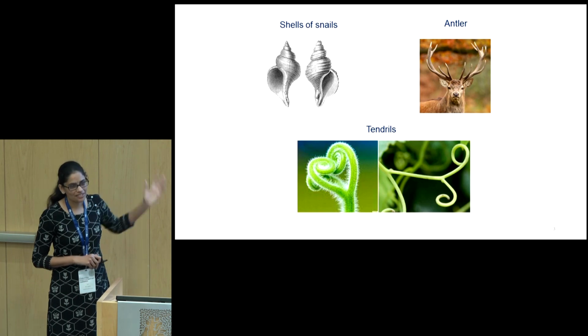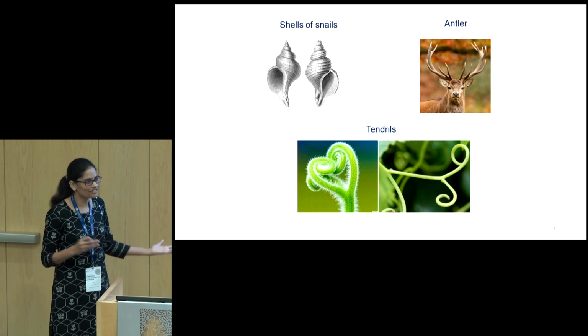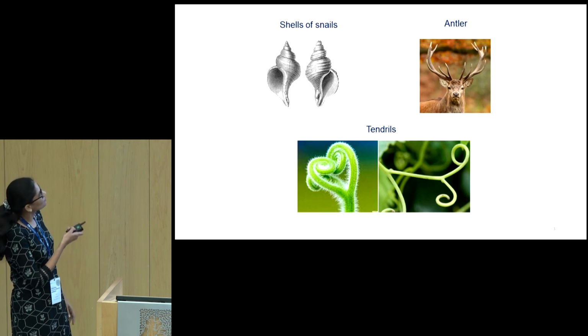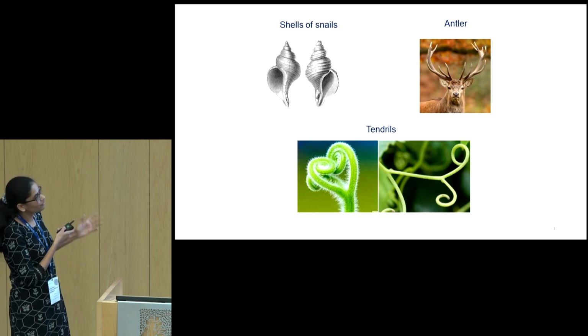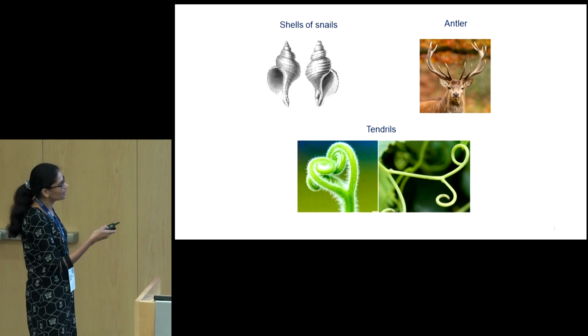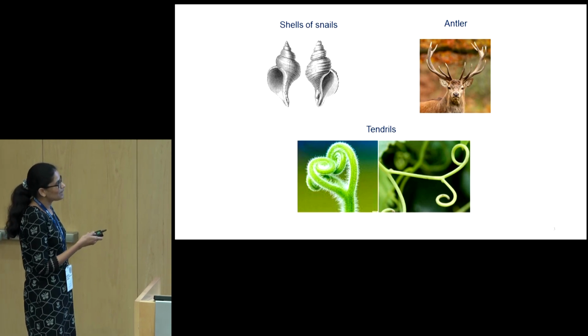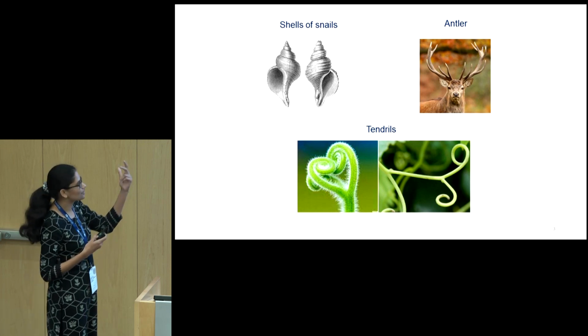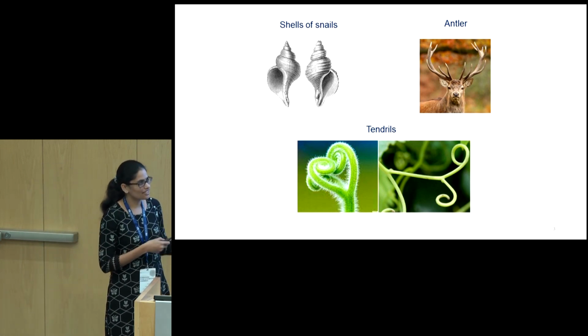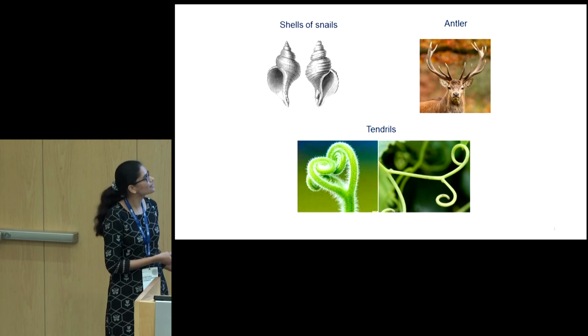Probably you have seen these images in your everyday life. These are the images of shells, which are from different snails, and they have handedness. You can see the antlers, the left antler and right antler, and these are plant tendrils. They also, you can see, are coiled in different handedness. So this is exactly what handedness looks like.